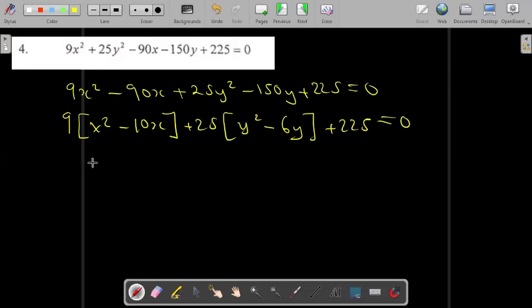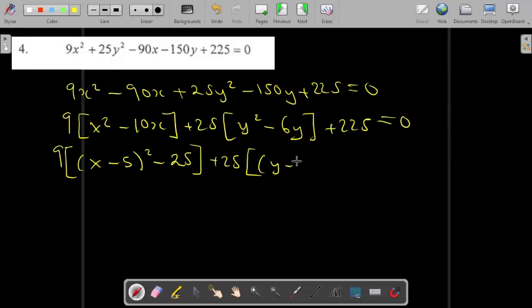Then I complete the square on what is inside. I can write my x here, then half of this, that will be 5 squared. I square the half of 10, which is 5, so 5 squared is just going to give me 25. So I get 25 there. Close that. Plus 25, then y minus 3, then minus 3 squared is just 9. Then plus 225 equal to 0.